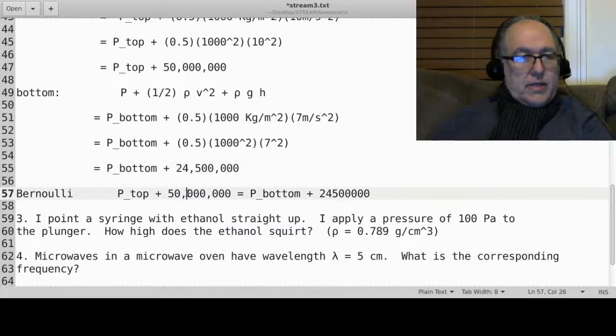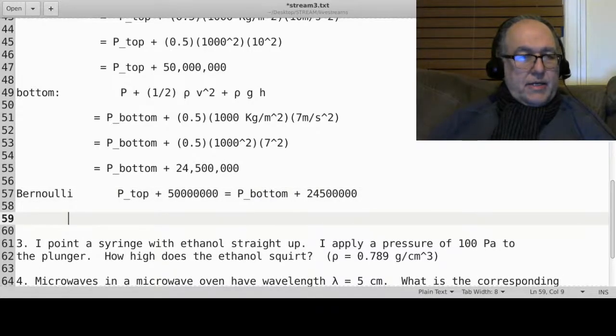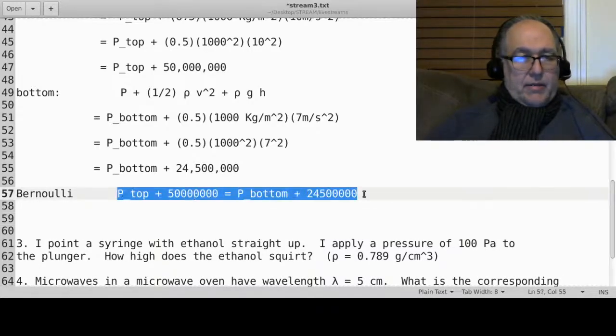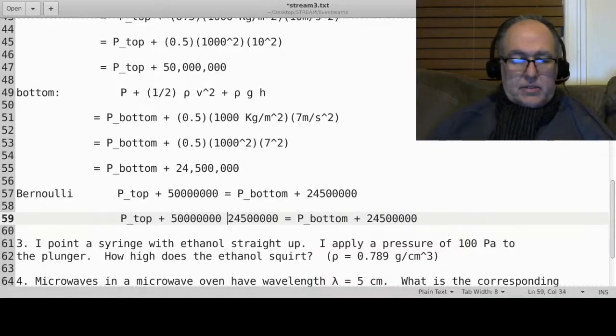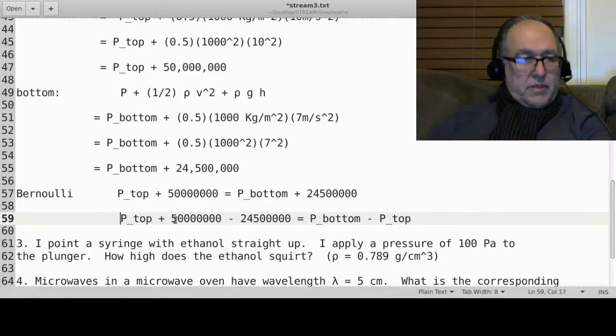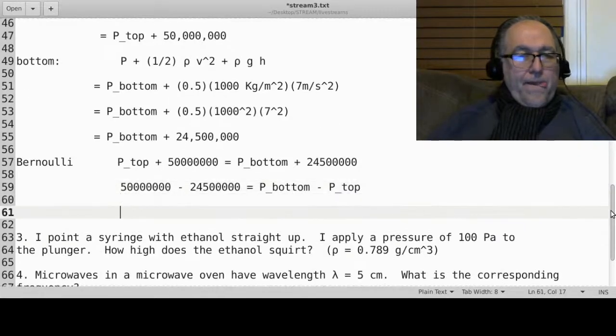So now what? Well, we take this, and let me cut and paste it again. What I'm going to do is subtract the 24 million from both sides, and then that disappears. And I'm going to subtract P top from both sides. So then that disappears. There we go, like that. And let's see what that's equal to.